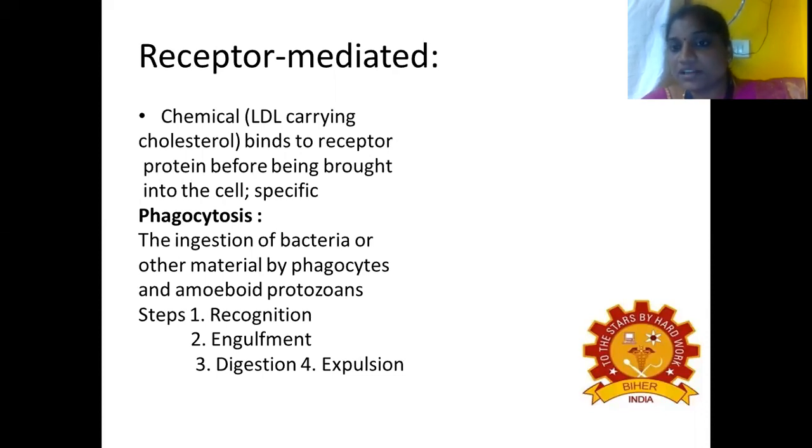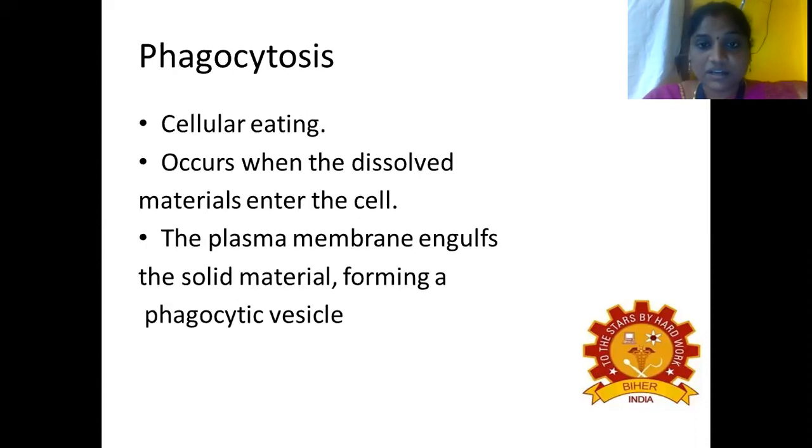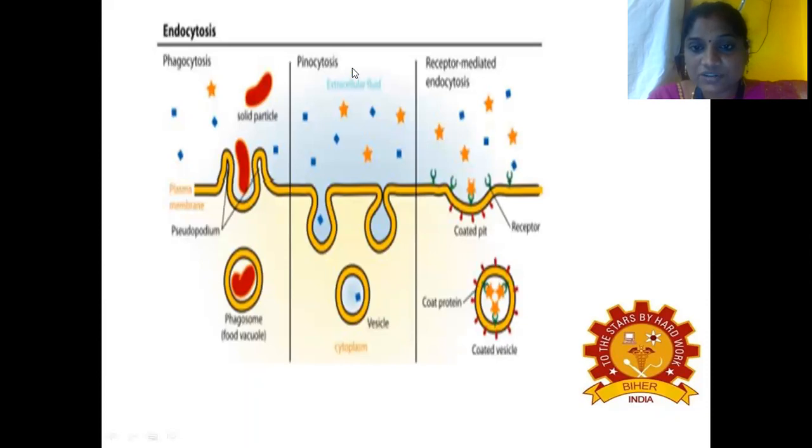The receptor protein is present, which means it will accept or bind only specific molecules into the cell. That is why it is called receptor mediated endocytosis, and it is very specific. In this diagram, a coated pit would be formed. The plasma membrane forms a coated pit, and there will be receptor proteins present on the surface of the cell membrane.